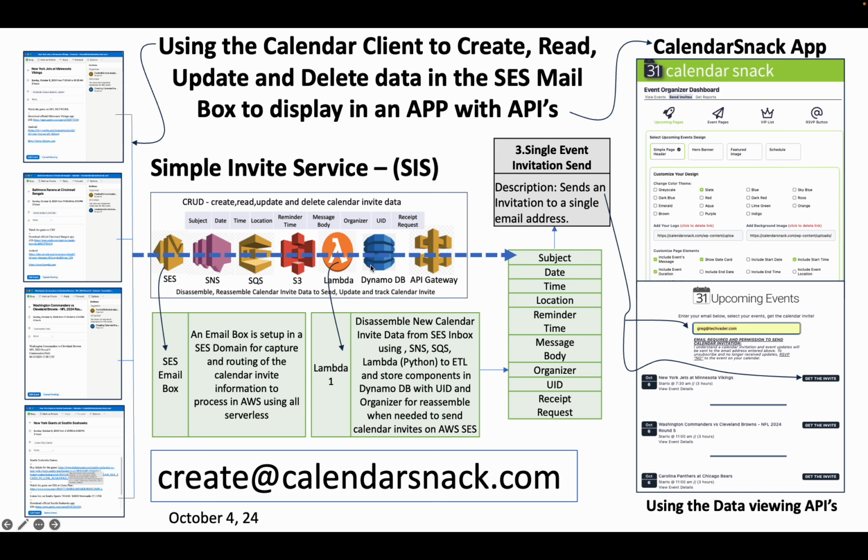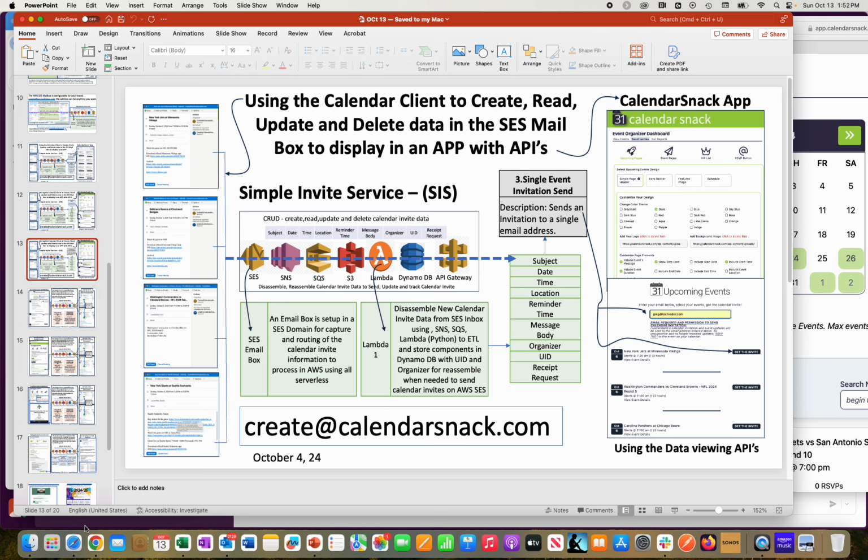Now, when you request a calendar invite, then off of the AWS serverless system, it will be called via the single event invitation send, which is our tech stack here. This is not AWS's technology. This is our intellectual property using AWS infrastructure, and we've built something called the simple invite service. So I'm going to show you how I inject data in. It's that simple. And here we go.